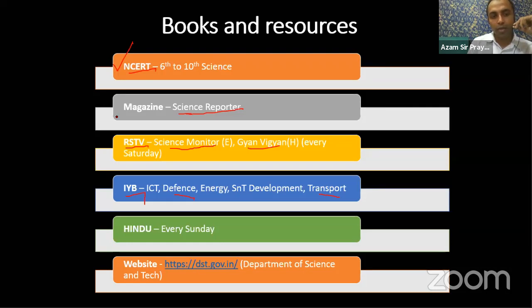So my dear students, you can see over here that out of 6 resources, I have referred 5 resources which are government resources. They are NCERT, Science Reporter Magazine, Rajya Sabha TV, India Yearbook, and this website. Ye jo 5 hai, these are all sarkari, government resources. The Hindu is a private publication. So for UPSC preparation, always try to stick your resource to the government resources.